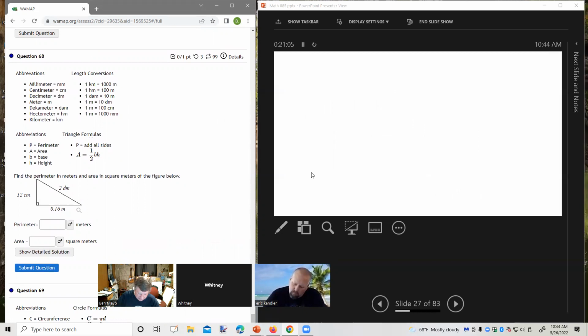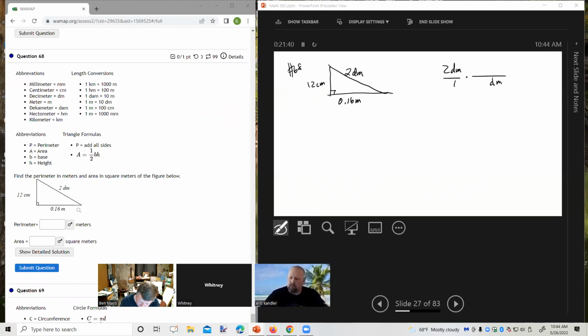Problem 68. Find the perimeter in meters and the area in square meters. Okay. So they want our answer in meters. So it seems to me what we need to do is rewrite all of our dimensions in meters. 0.16 meters is the correct dimension. That's in meters. We need to take 2 decimeters and convert that into meters. And 1 meter is 10 decimeters.